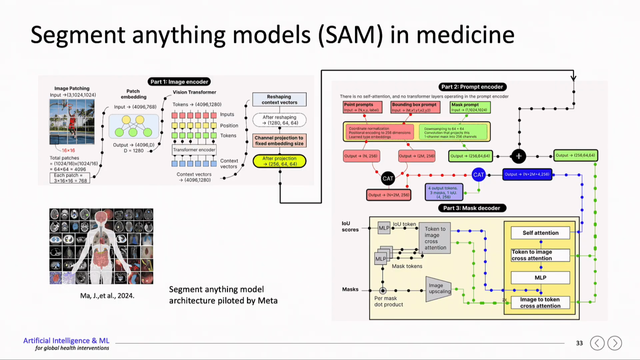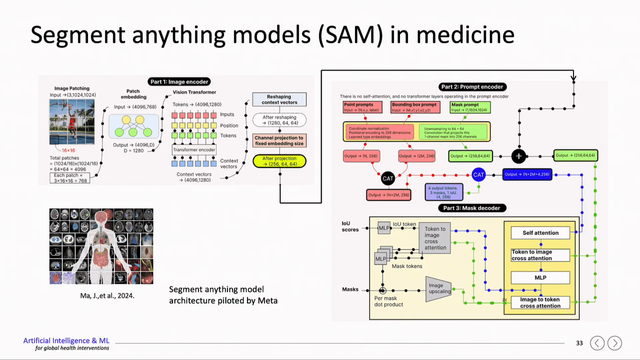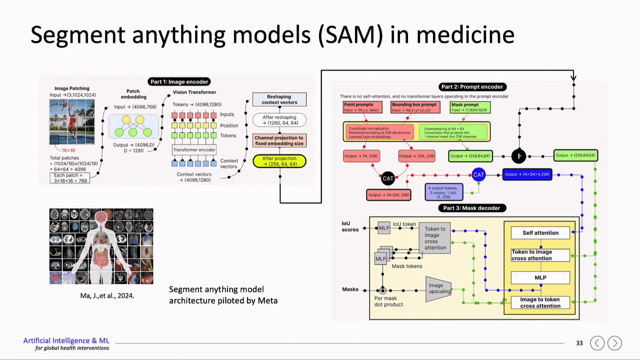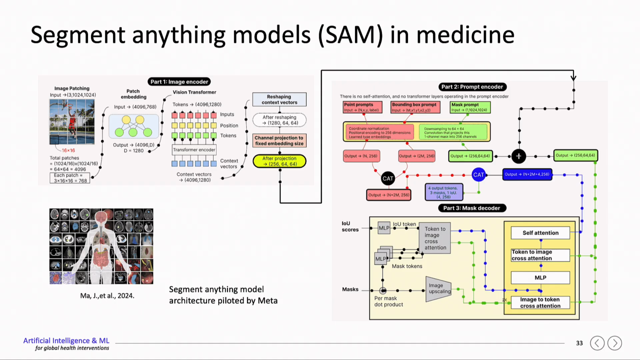Before decoding, 4 learned output tokens are prepended to the sparse prompt embeddings, 3 mask tokens and 1 IOU token, giving a final token sequence of n plus 2m plus 4 tokens of dimension 256. Finally, part 3, the mask decoder. This is where the prompt tokens and the image embedding interact.